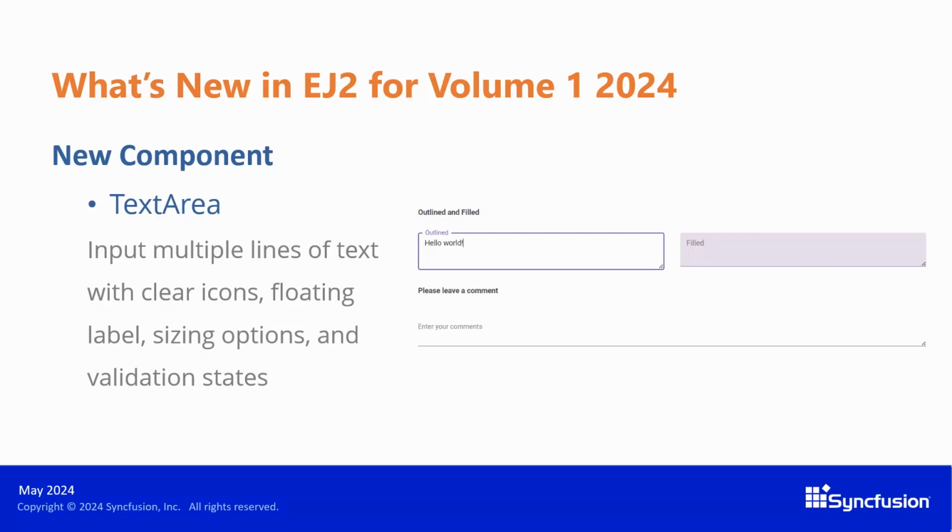Next, let's see the next new component, text area. The text area is a fundamental input element in web development that allows users to input multiple lines of text within a designated area such as comments, messages, or other lengthy content. This control is an extended version of the HTML text area element featuring clear icons, a floating label, various sizing options, validation states, and more.